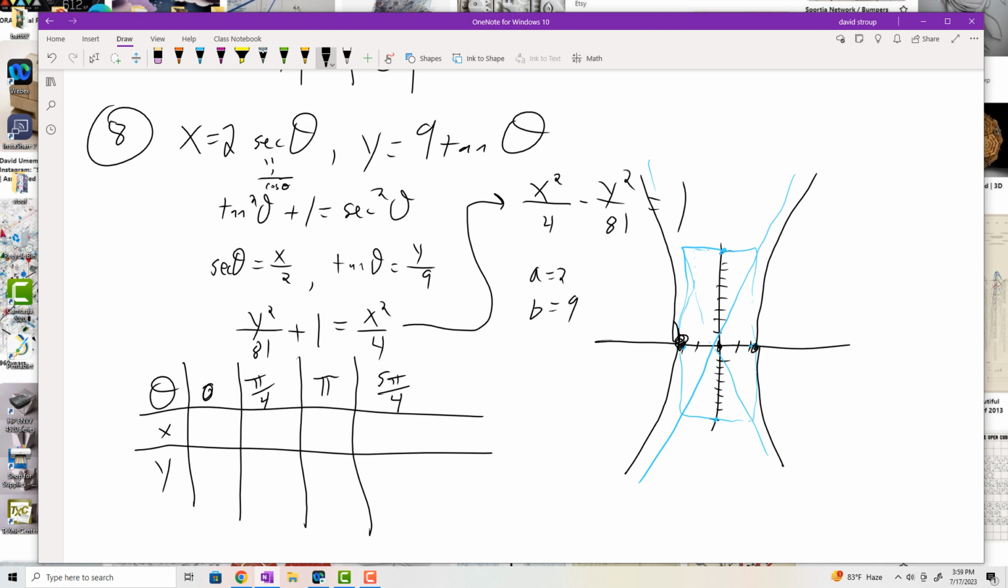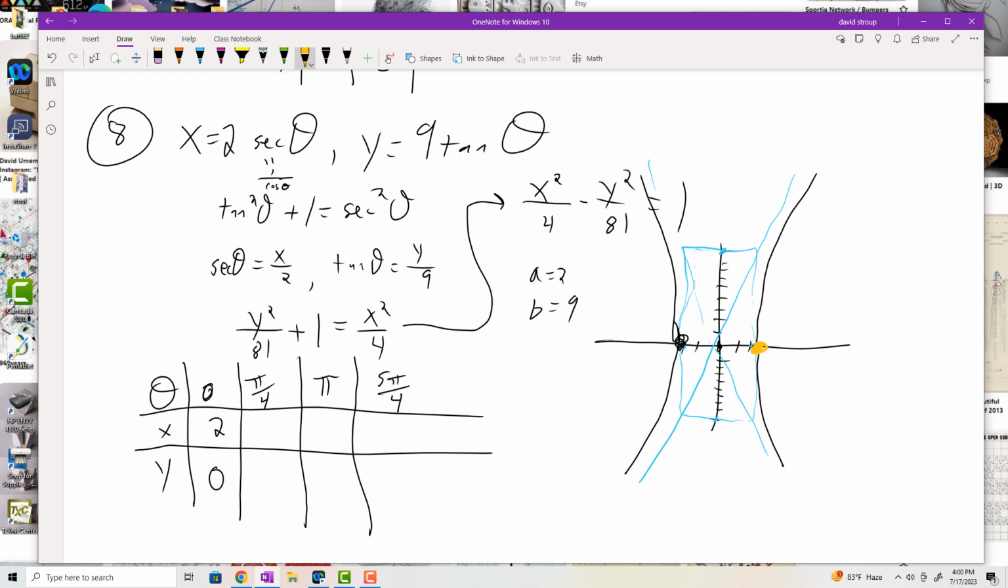Anyways, at 0, it's 2 times secant of 0, which is 1, so it's just 2, and then tan of 0 is 0, so this will be 0. So my first point, let me put my points in blue. No, not blue, I'm already using blue. I'll put it in yellow. Okay, so there's my first point.